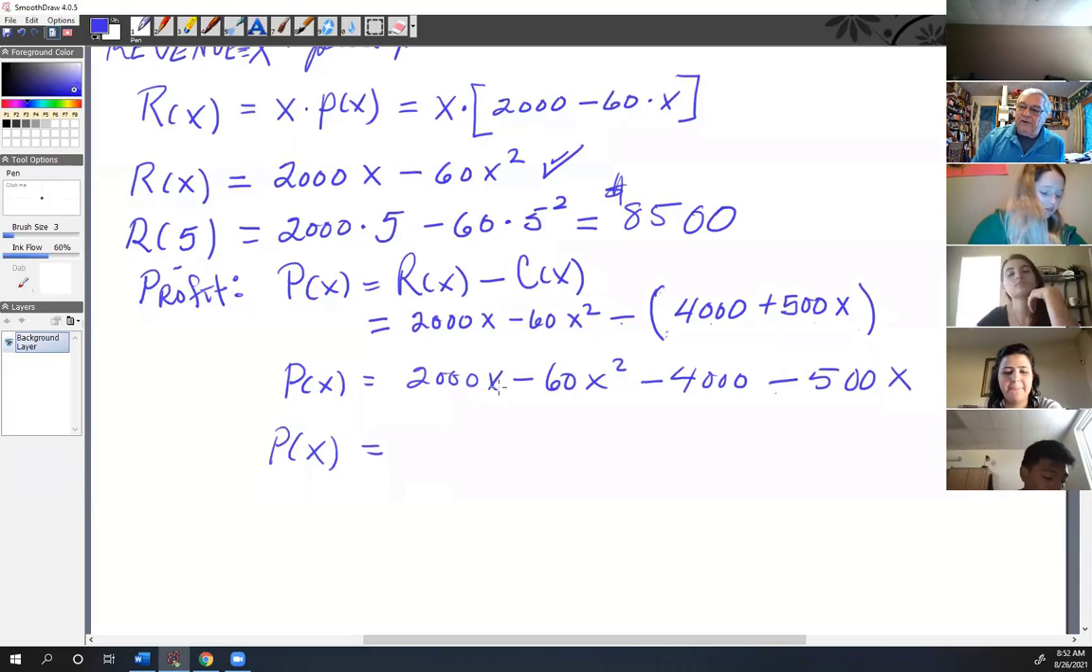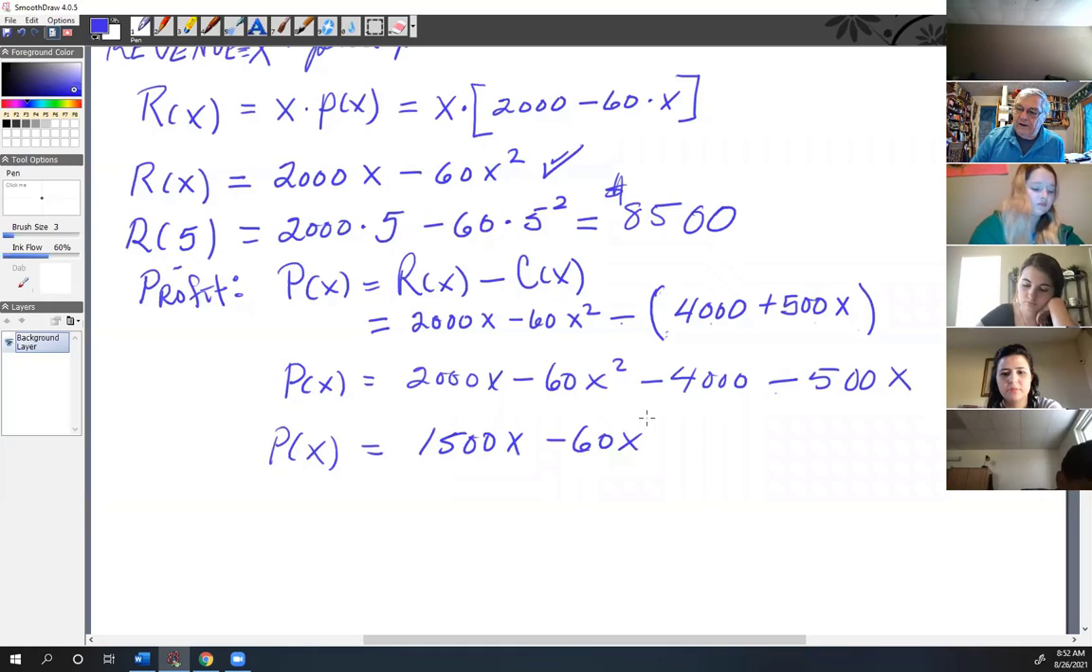So what have I got here? 2,000x minus 500x would be 1,500x minus 60x squared minus 4,000. So there's my profit function. What kind of a graph would that profit function have? What would the shape be?